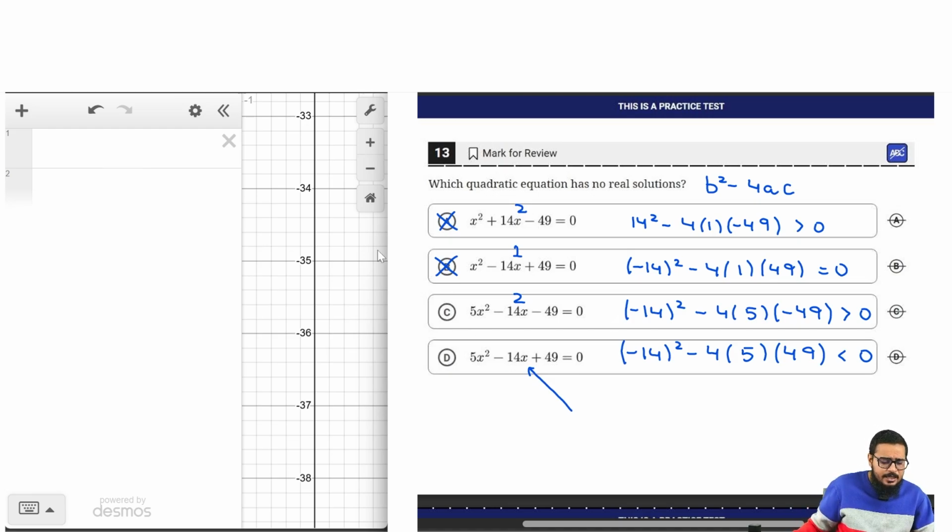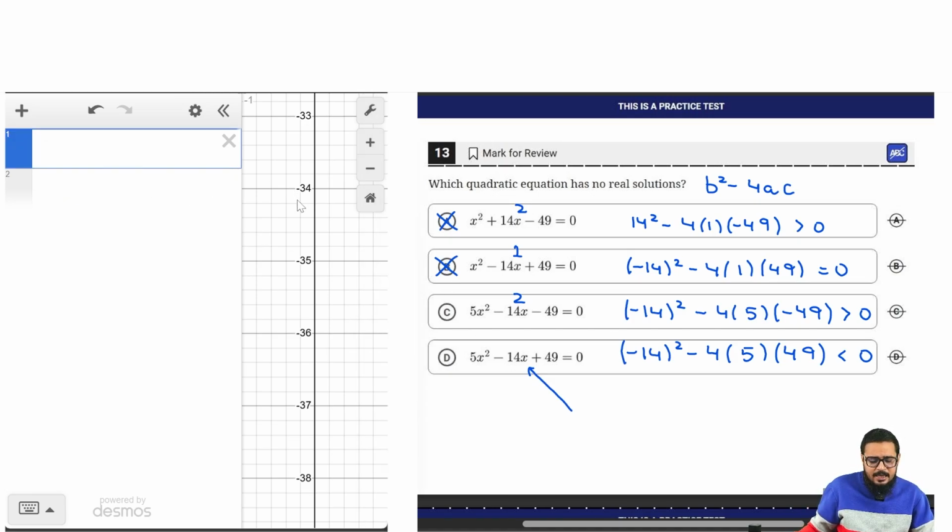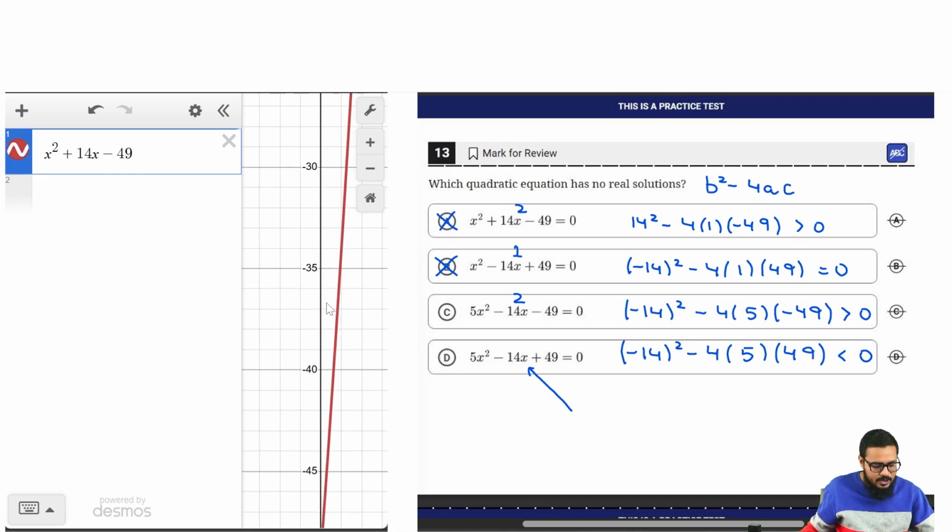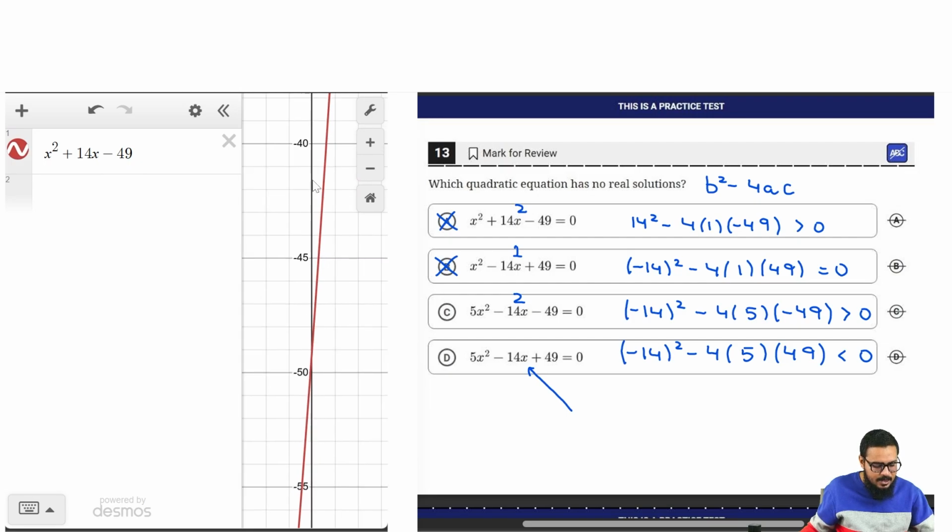But again, you can do this question in Desmos. I really think that Desmos would be the easier approach for this one. So what are you going to do? If you know what the solutions are, you're just going to type this entire quadratic equation onto your Desmos and look for how many x-intercepts you might be getting. So for example, I'm going to start with x squared plus 14x minus 49. That's my first equation.